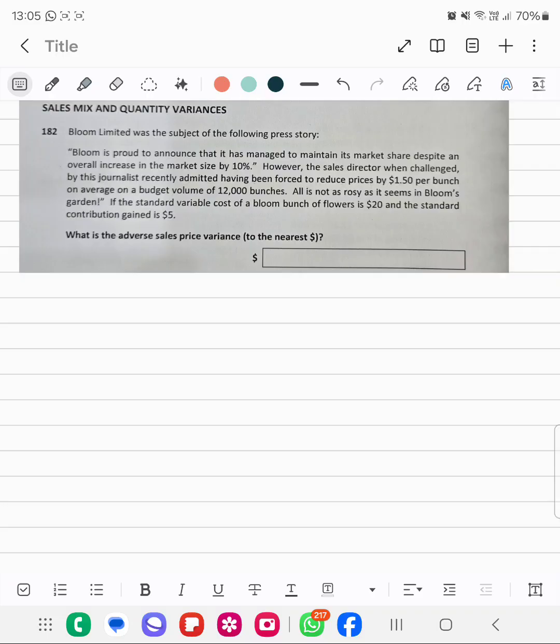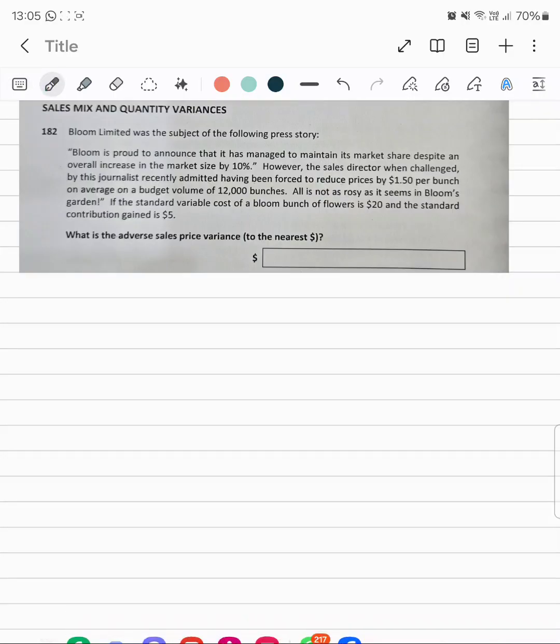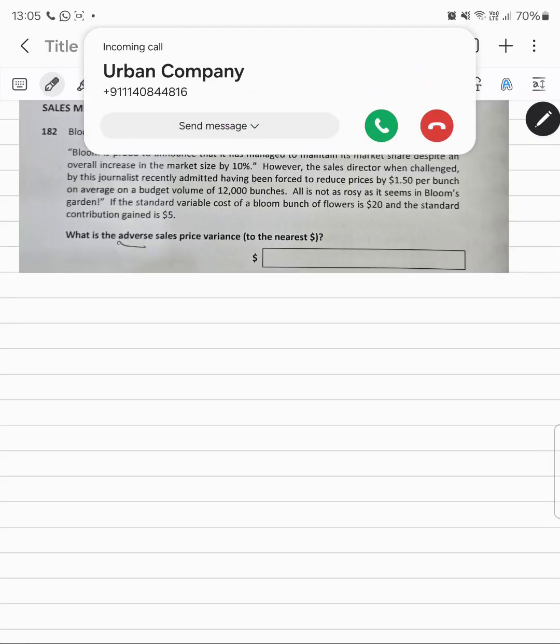The question is: Bloom Limited was the subject of the following press story. We need to find what is the adverse sales price variance. Okay, what is the adverse sales price variance? So one thing is good, that it has said that it is adverse. So let me write the formula for sales price variance.